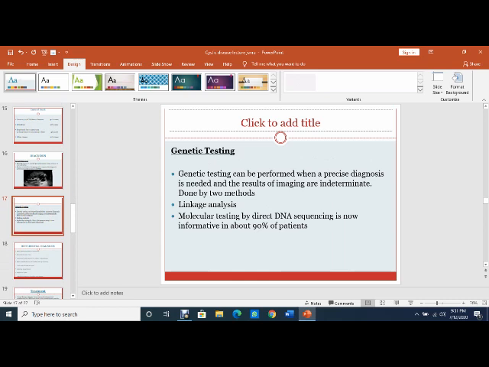Then genetic testing. Genetic testing can be performed when a precise diagnosis is needed and the results of imaging are indeterminate. Genetic testing is done by two methods: linkage analysis and molecular testing by direct DNA.